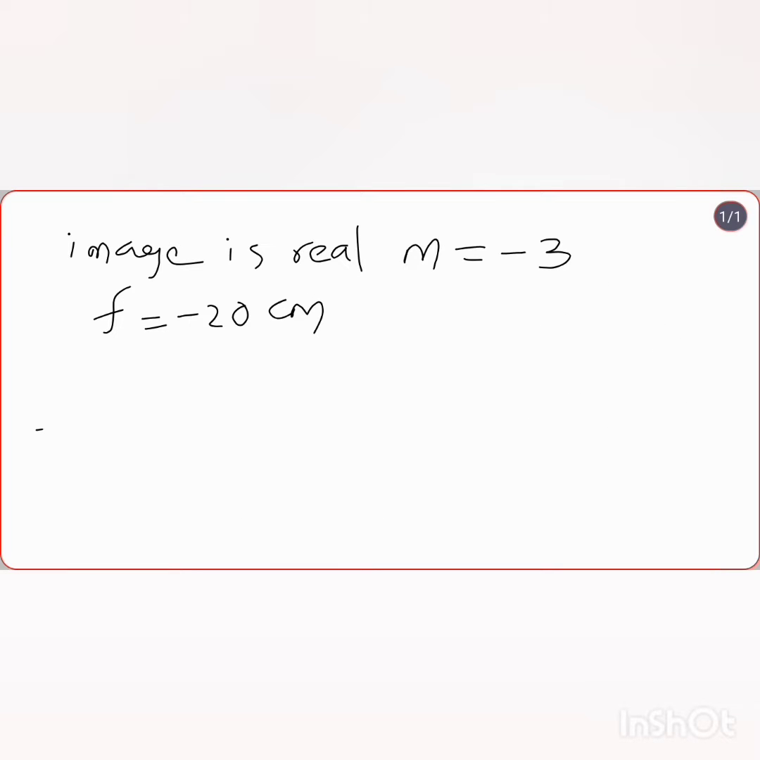Next, when the image is real, the magnification will be negative. So m is equal to minus 3. So m is equal to minus v by u, which is equal to minus 3. So v is equal to 3u.